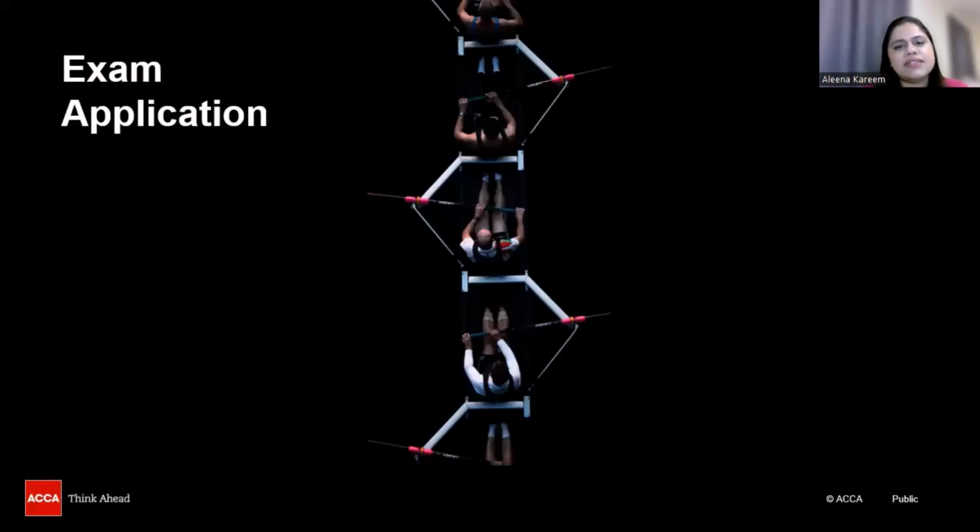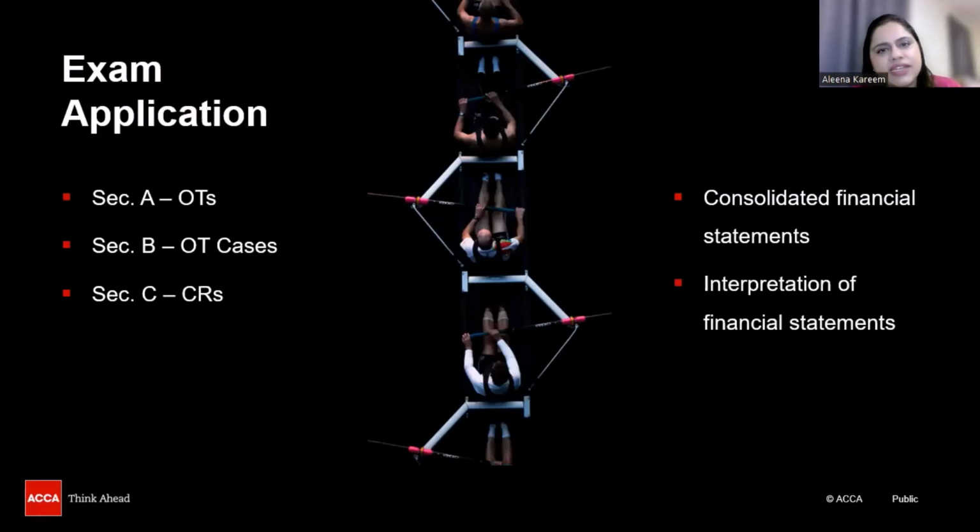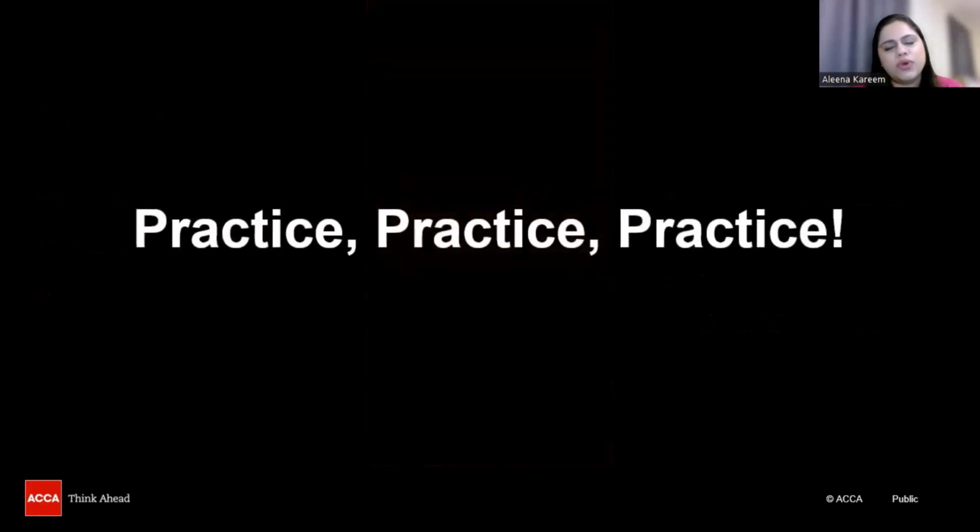Once you've covered the syllabus, then in case of exam application, associate questions, we have seen them all across the exam. So in case of OTs, OT cases, CRs, very frequently, it comes up with the consolidated financial statements, CRs also, and also in the interpretation of financial statements, where a company is trying to make a comparison with maybe a consolidated financial statement or considering any such company which can be taken over, there might be working, in which case the investment in associate needs to be identified. Now, with this, we come to the end of this topic explainer video.